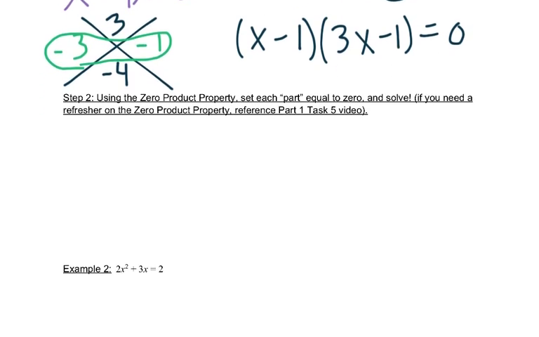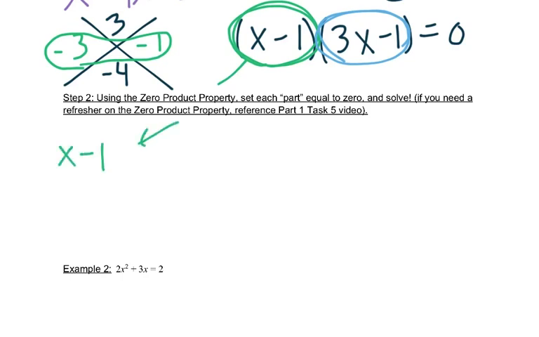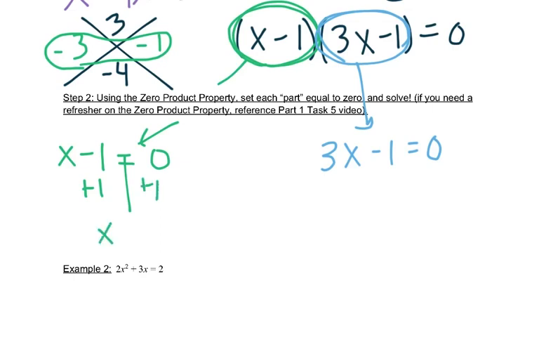So our step 2 is we need to use the zero product property and set each part equal to 0 and solve, okay? So looking at our factored form, these are our two parts right here. This is one of them in green, and this is the other one in blue. I'm going to draw the green one over here. I'm going to say x minus 1 equals 0. I'm going to draw the blue one right here, 3x minus 1 equals 0. And now we solve both, okay? So I'm going to start over at the green. I'm going to add 1 to both sides, and we get x equals 1 as our answer.